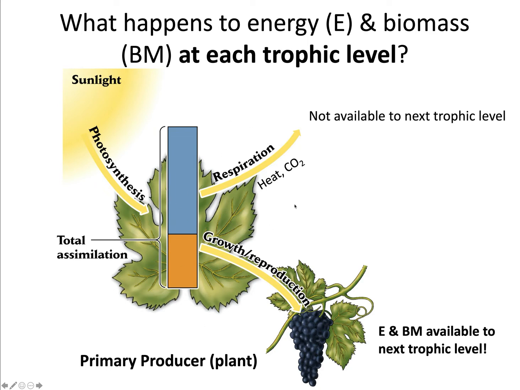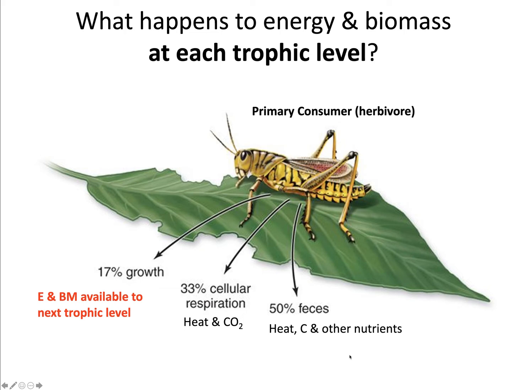So you've got a big loss of energy and matter from this individual organism and only a little bit left over for the next trophic level. And so let's look at the next trophic level of this grasshopper that's eating one of those grape leaves, okay? So this is a primary consumer.